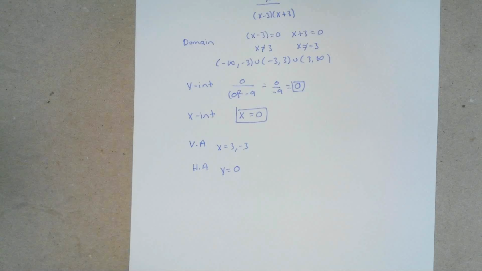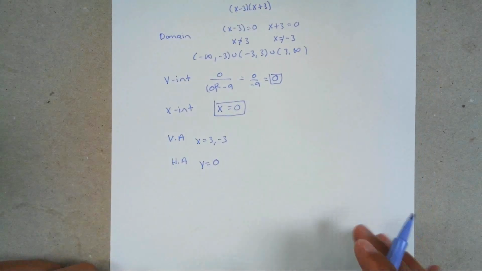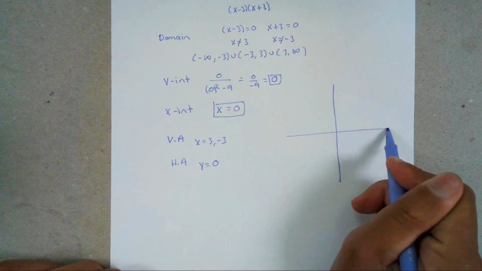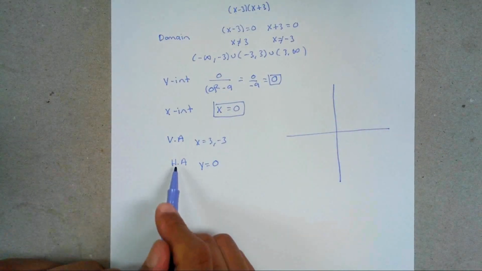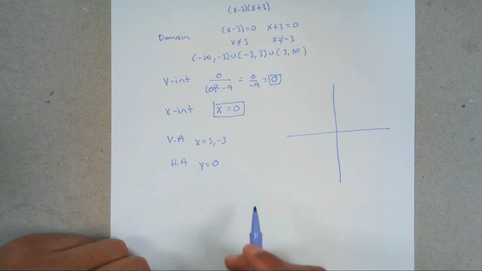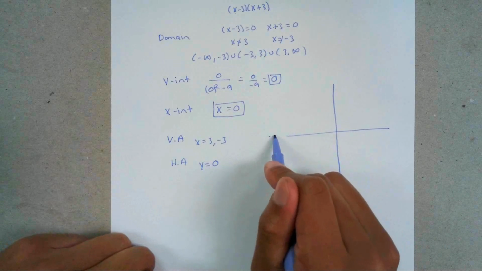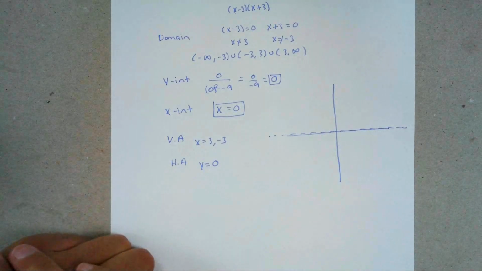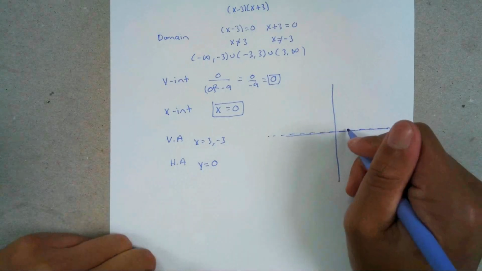So once you find all this, we're actually going to graph everything we found. I always start off with drawing your horizontal asymptote. Now to draw your horizontal asymptote, I already know at y equals 0, the horizontal asymptote goes side to side at y equals 0. Then I'm going to draw my vertical asymptotes, one at 3 and the other one's at negative 3.